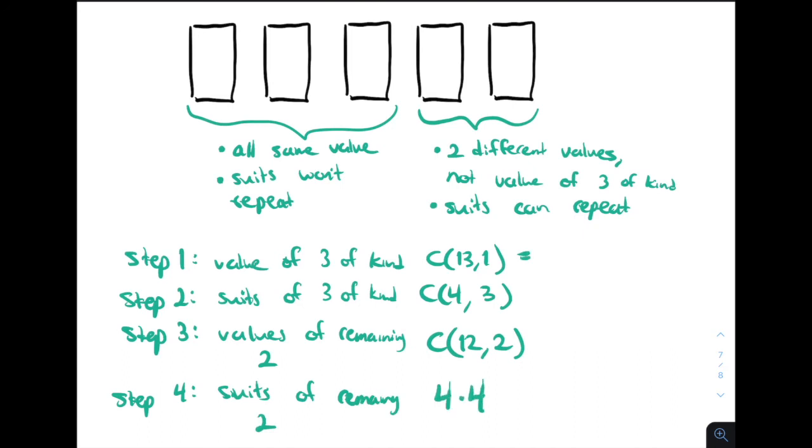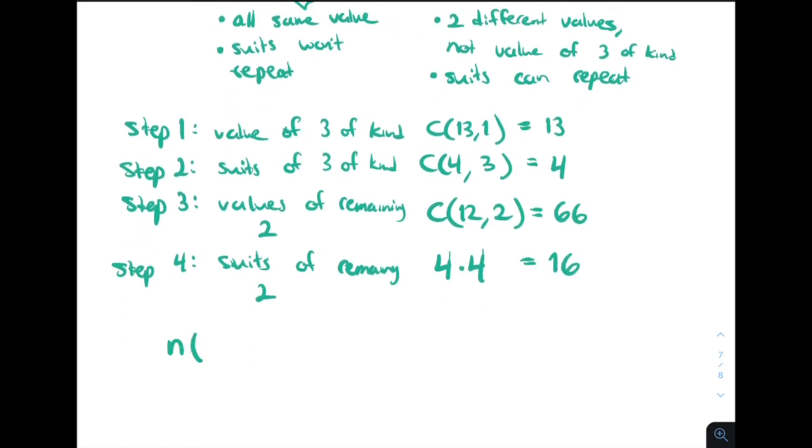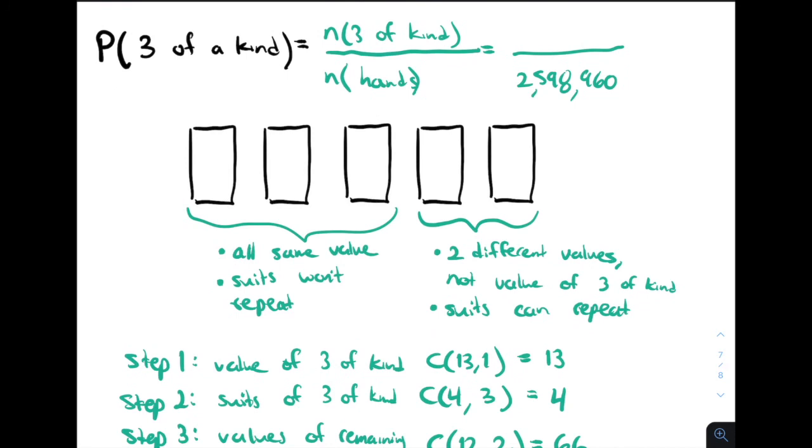So we have 13 choose 1 is 13, 4 choose 3 is 4, 12 choose 2 is 66, 4 times 4 is 16. We get that the number of hands that include a 3 of a kind is 13 times 4 times 66 times 16, which equals 54,912. So our probability of 3 of a kind is 54,912 divided by 2,598,960, which, when rounded, is 0.02113.